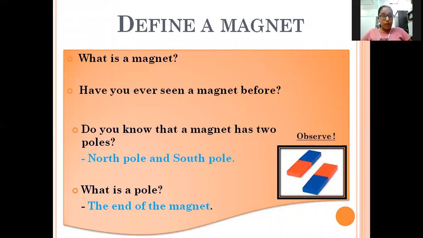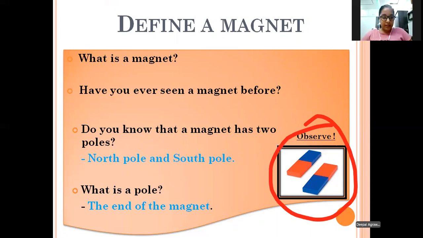So, before understanding magnetism, we will learn what a magnet is. Have you ever seen a magnet? Here you have to observe a magnet. This is a bar magnet, which has two poles. Do you know a magnet has two poles, North Pole and South Pole? Then we will see what a pole is. A pole is simply the end of the magnet.